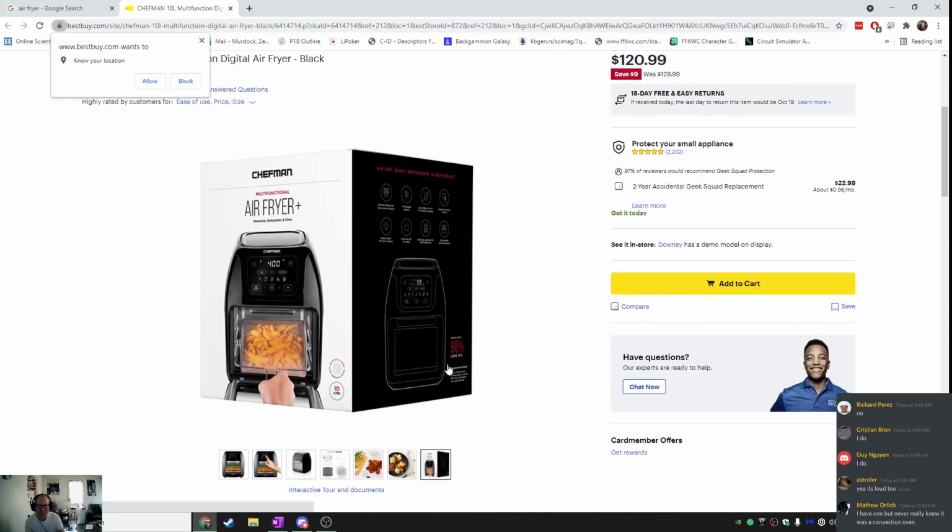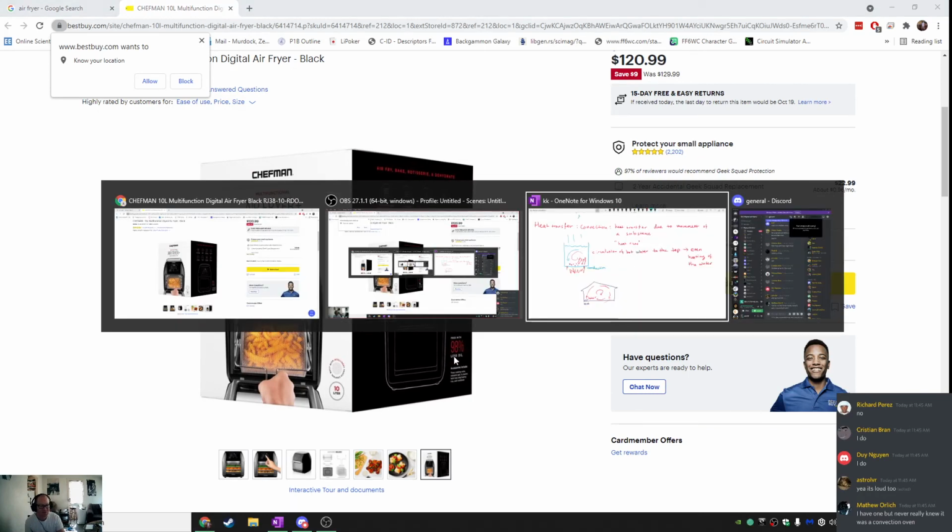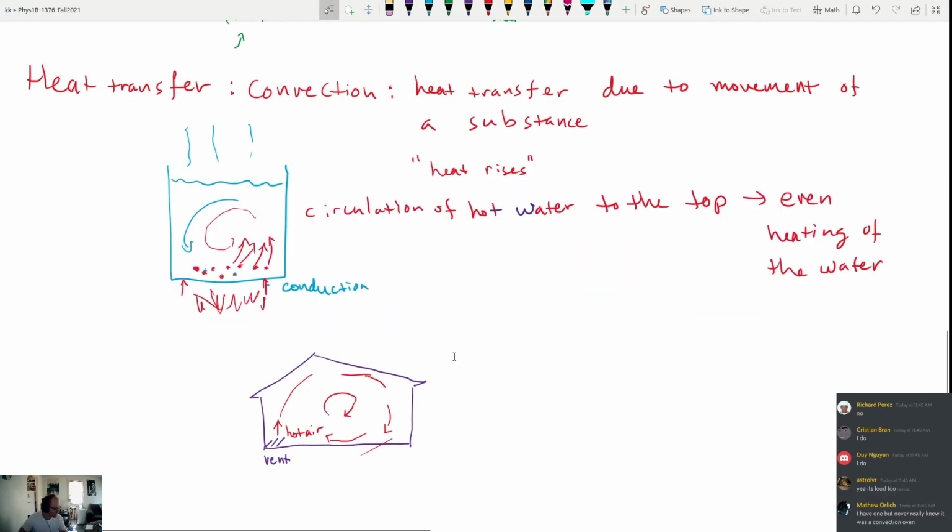But like you all are saying, it's basically just a convection oven, huh? Does it do the same thing? Is it really loud when some of you have them? It's really loud, okay. So it's also pushing air around, yeah. It has fans too, now that I think about it, okay.